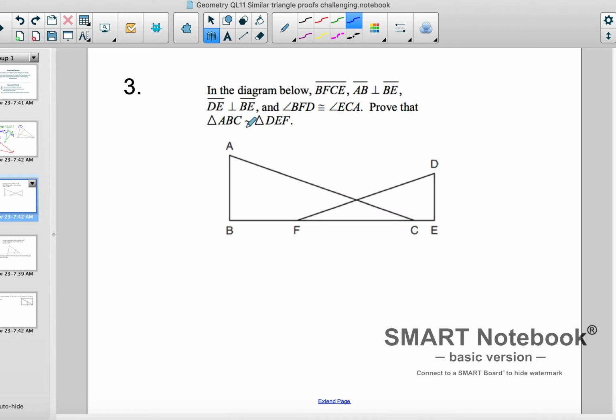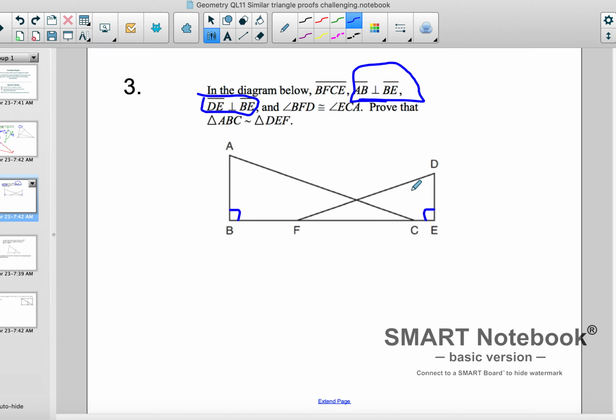Let's take a look at this one. It said in the diagram below, this was extra credit, prove that these are similar. It says this and this. Well, it says these are perpendicular, right? And we're just going to skip ahead because we know perpendicular lines form right angles, and that would be one of the things that I'm going to write. Again, that whole statement out. The next thing that you're going to have to write, though, right?